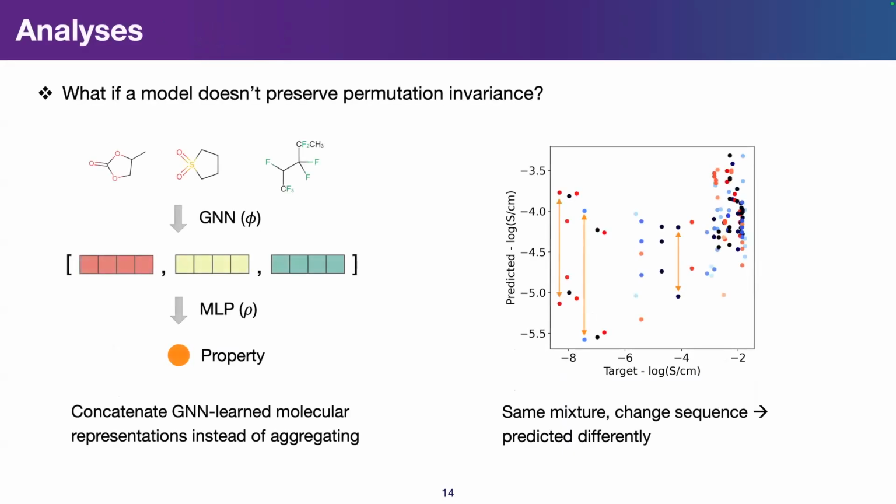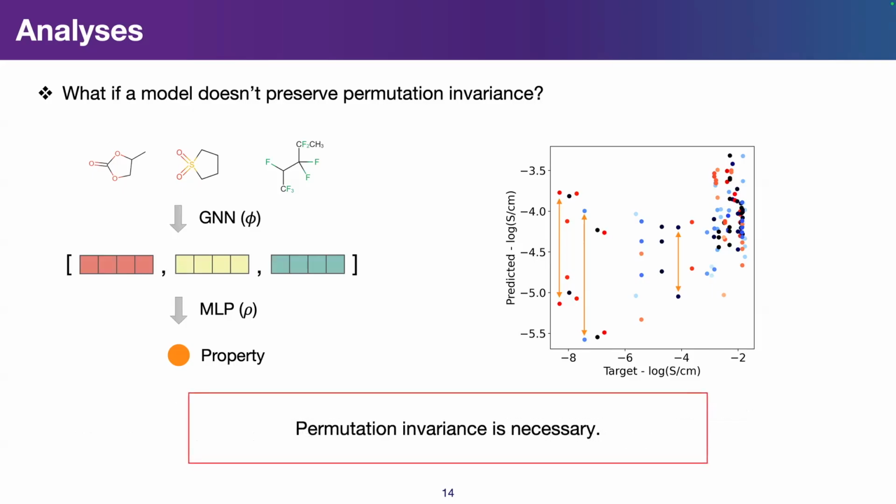Yeah. And there is a more interesting question to check: what if a model doesn't preserve permutation invariance? To do that, we use a slightly modified version of MOSET. So instead of aggregation, we're just concatenating the learned molecular representations, and the rest is not changed. So we write the molecular mixtures in different sequences and input them to this model. We can see here the targets and the predictions. We can see here that the same mixture with a changed sequence is predicted very differently. And we could also see that the accuracy is poor from the range of the axis. So this tells us that permutation invariance is necessary in this case.